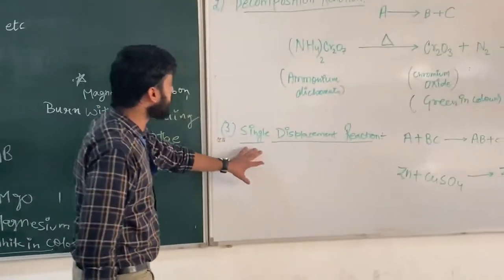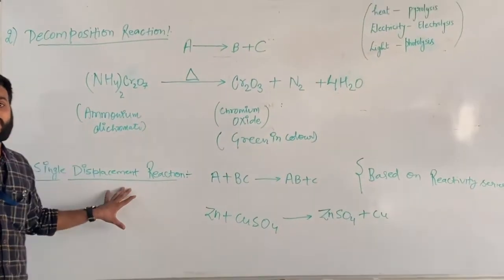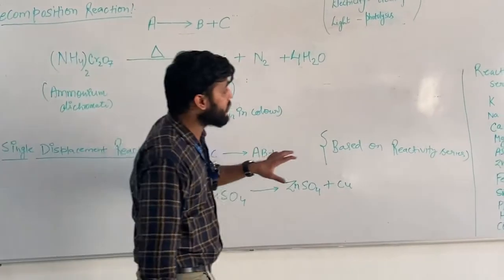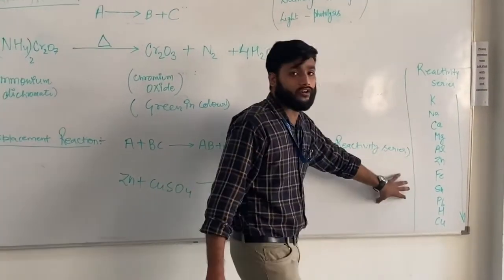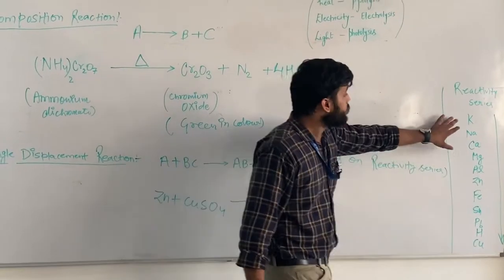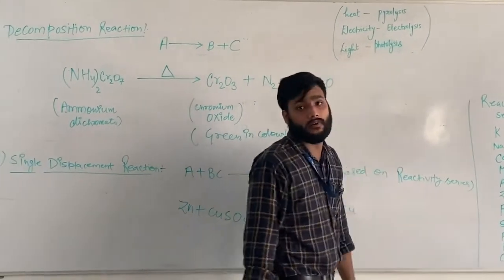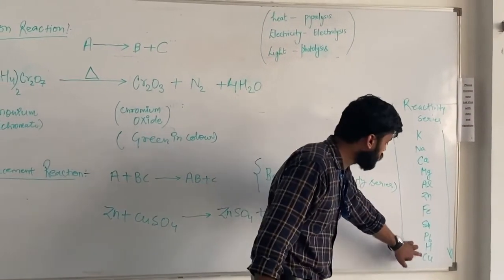Now the third one is single displacement reaction. Single displacement reaction is based on the reactivity series. As we all know, this is the reactivity series in decreasing order of reactiveness: potassium, sodium, calcium, magnesium, aluminum, zinc, iron, tin, lead, hydrogen, and copper. So here you can observe zinc is more reactive than copper.